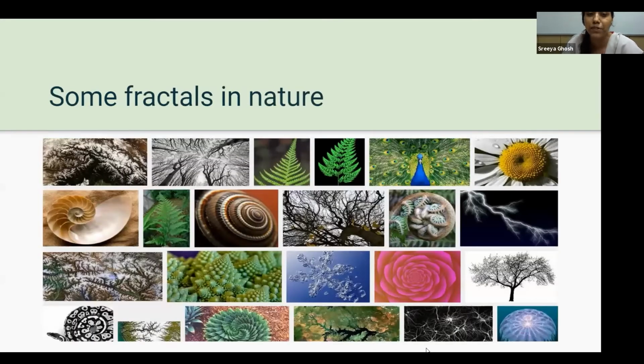So these are pictures of some fractals in nature. In fact, we find fractals everywhere in nature, from the meandering of rivers to fern leaves, even our lungs, the alveoli structure, the iris of our eye, and starting from cauliflowers, sunflowers, many things.